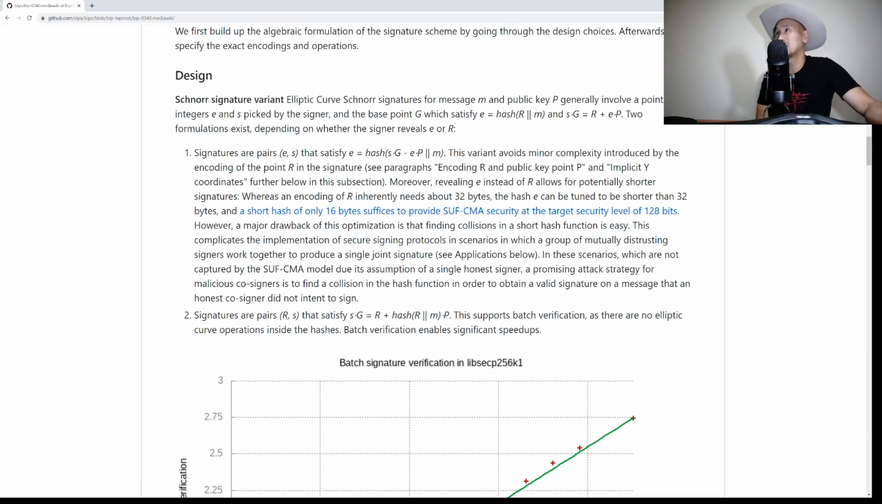Elliptic curve Schnorr signatures for message M and public key P generally involve a point R, integers E and S picked by the signer, and the base point G, which satisfy E equals hash of R concatenated with M, and S times G equals R plus E times P. Two formulations exist depending on whether the signer reveals E or R.